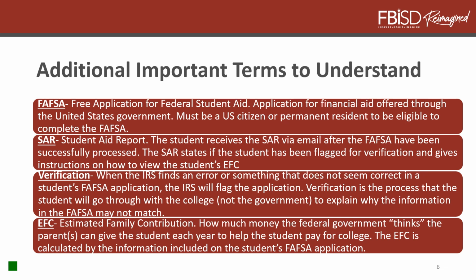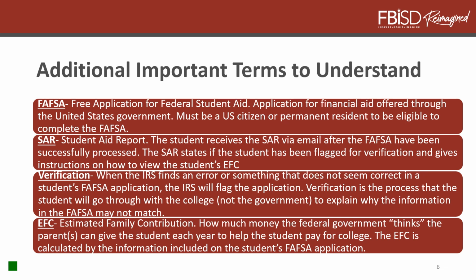Verification is a process that the student must complete through the college or university that they are applying to if the IRS flags the student's application. The IRS may flag the student's application for verification if the IRS notices an error in the application or if something does not match in the FAFSA application. So maybe the student typed in a birth date wrong in the application, and during the review process, the IRS noticed that the birth dates did not match. That would cause the student to be flagged for verification.